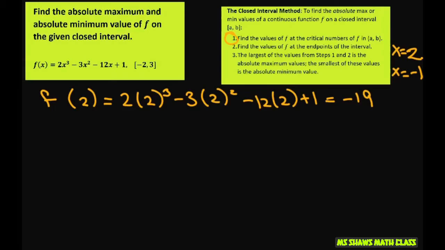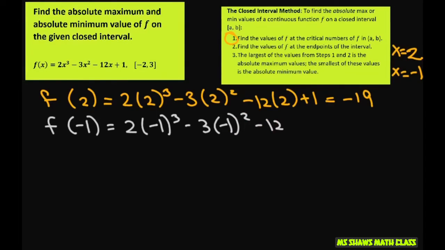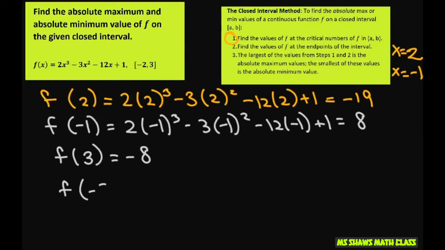And then f of -1. Again, just everywhere there's an x, plug in -1. And f of -1 is going to give you 8. And we already had f of 3 was -8, and we had f of -2 that was -3.